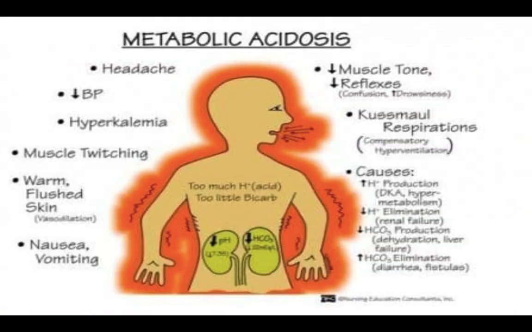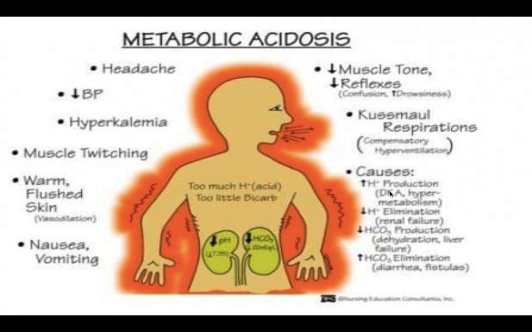So metabolic acidosis, they'll present with headache, blood pressure will drop, they'll be hyperkalemic, with muscle twitching, so the whole body is going to be kind of shaking. Warm, flushed skin, so they'll have vasodilation. Then they'll be nauseous, vomiting, muscle tone will decrease, reflexes will decrease. Kussmaul respirations, which is the compensatory hyperventilation. You see that a lot with DKA patients. They're trying to breathe off all that excess CO2.